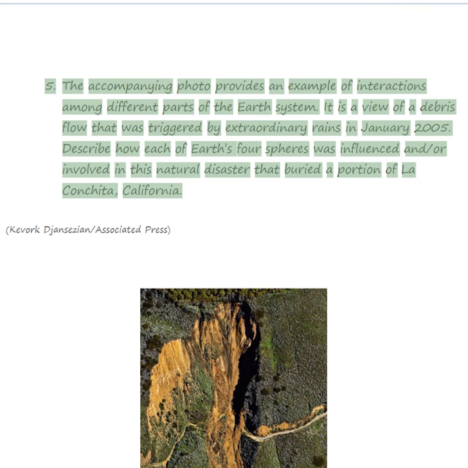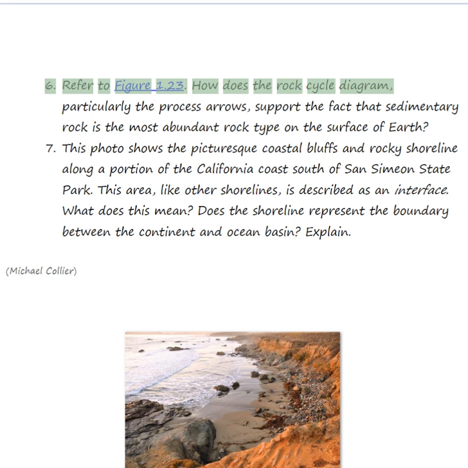5. The accompanying photo provides an example of interactions among different parts of the Earth system. It is a view of a debris flow that was triggered by extraordinary rains in January 2005. Describe how each of Earth's 4 spheres was influenced and/or involved in this natural disaster that buried a portion of La Conchita, California.